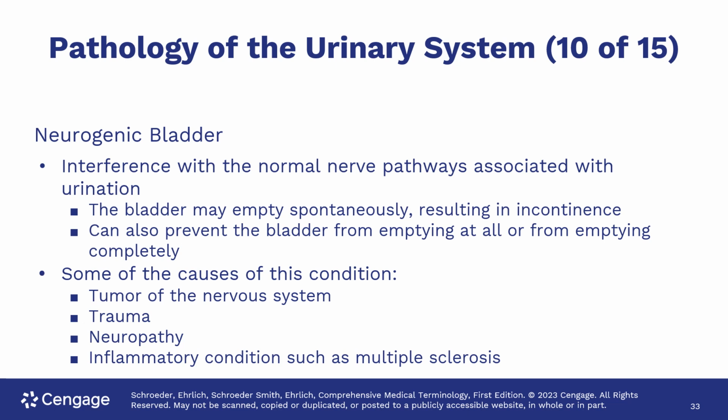A neurogenic bladder is an abnormal nerve pathway associated with urination that causes the bladder to empty spontaneously, causing incontinence and preventing it from emptying all the way. Causes can be inflammation of parts of the nervous system, such as multiple sclerosis, neurological disorders, or trauma.